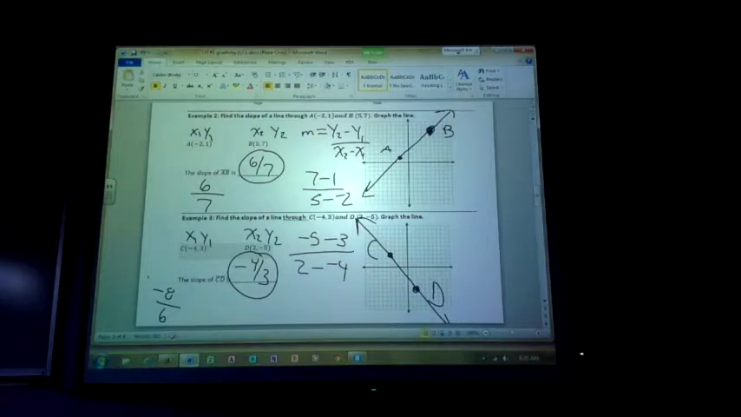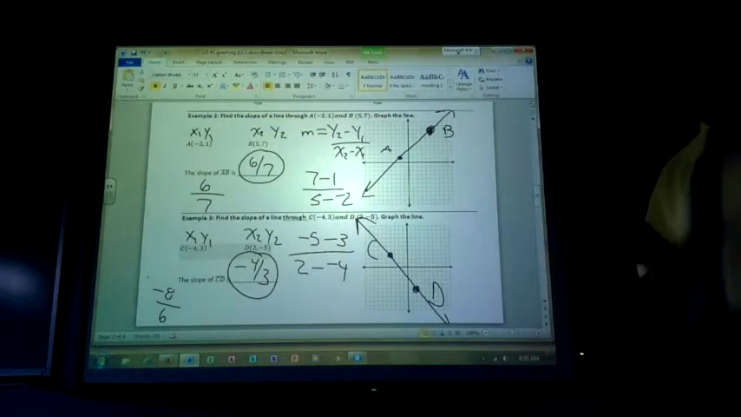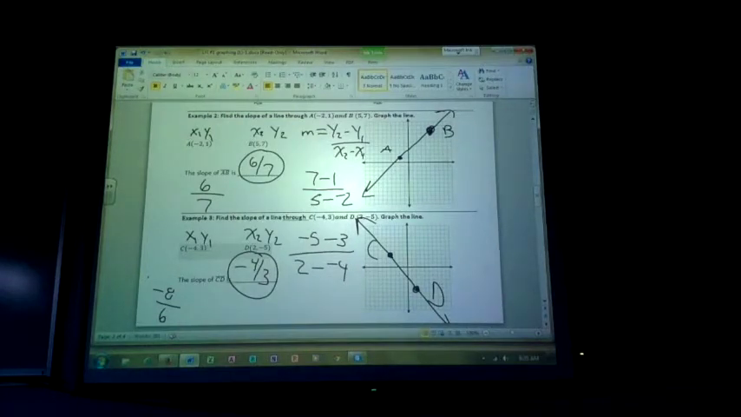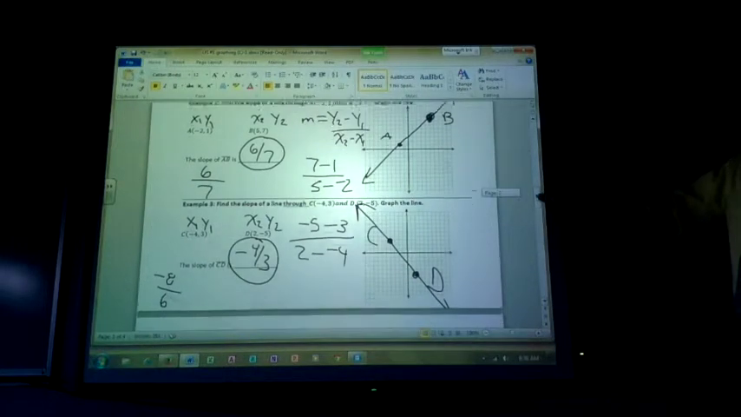So linear equations are straight lines. Linear equations have slopes. Slopes can be positive and negative. If it's positive, it's rising, going to the upper right. If it's negative, it's falling, going to the lower right.